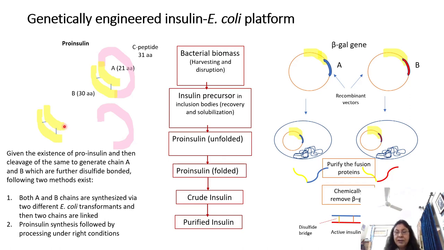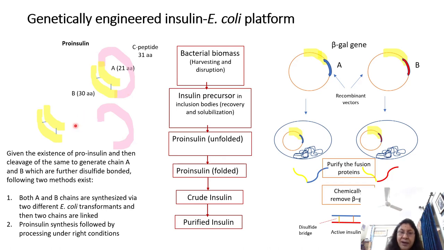So now when you look at, for example, how such a protein can be made through recombinant routes, what you find is that given the existence of this proinsulin as is shown in the figure, and then cleavage of the same to generate chain A and B, which are further disulfide bonded, there are two methods which are employed in various pharma companies in order to overproduce it. So the first way is cloning this entire gene which is coding for the proinsulin, followed by processing.